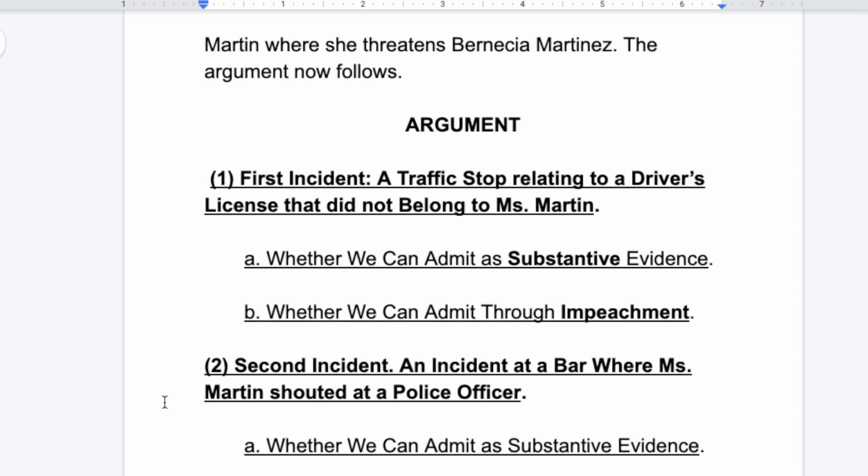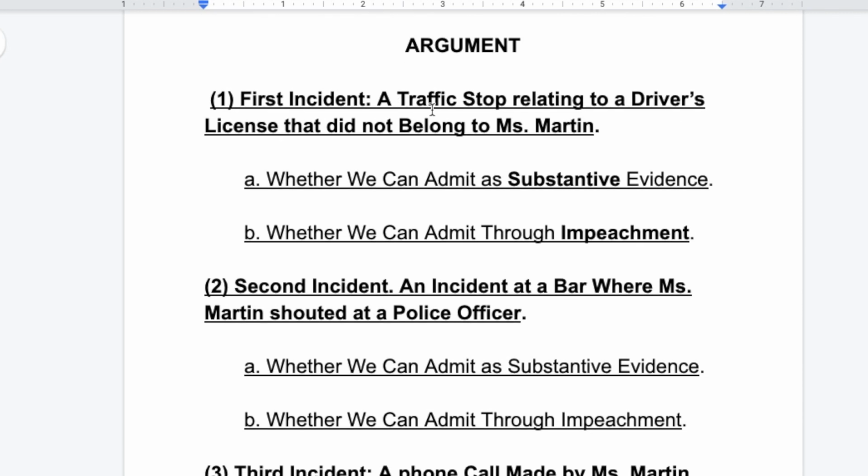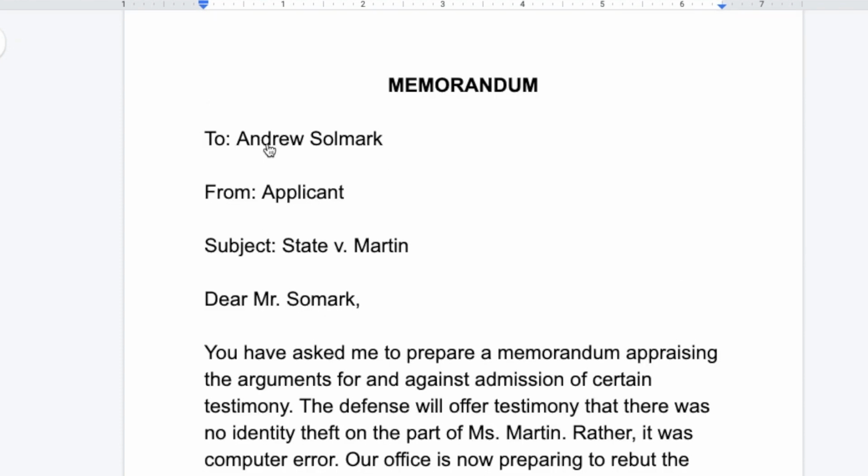And I took out all the content here so you can see it very clearly. The first incident. And of course, they want you to write about the substantive evidence, and they also want you to write about impeachment. And that's laid out very clearly in the memorandum. And I'm just following instructions here. With this said, I hope that people did not get stuck in trying to decipher what the major issues were.